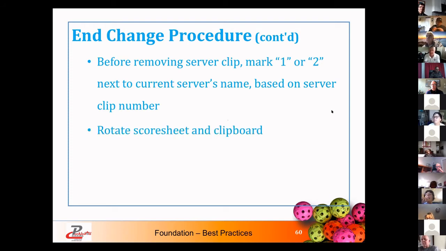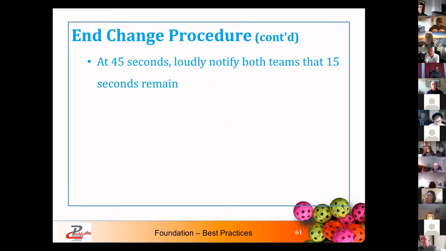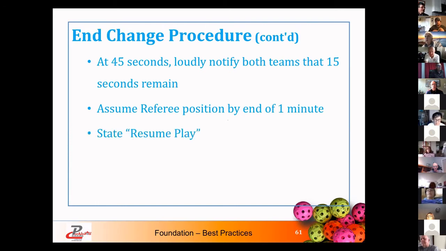We rotate the score sheet and the clipboard, yes. Replace the server clip over the, based on the first or the second server. And at the 45-second mark, loudly notify each team that there's 15 seconds remaining. Assume the referee position by the end of 1 minute. And state, and now we don't say time in.